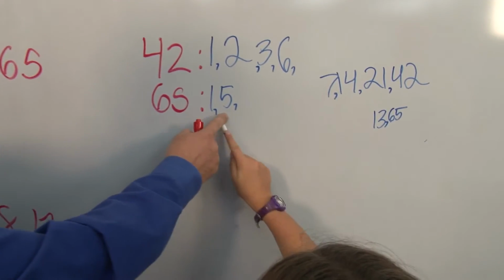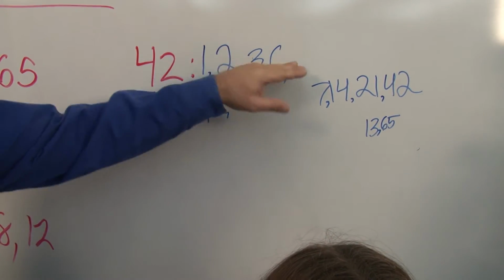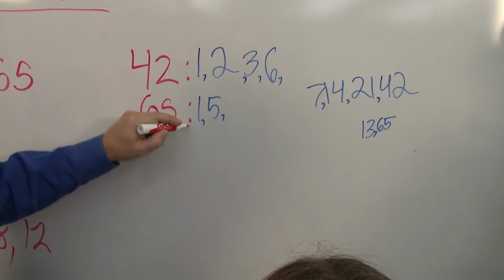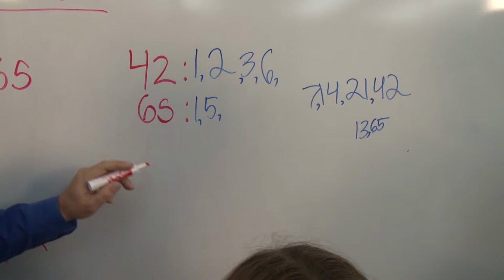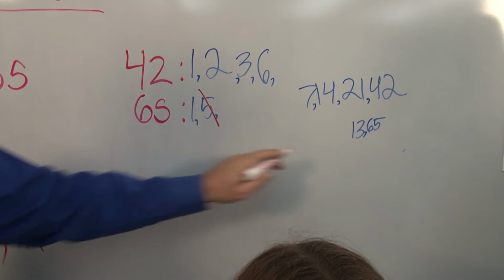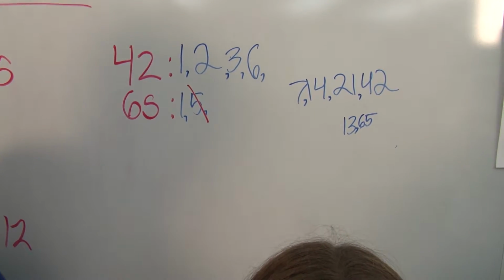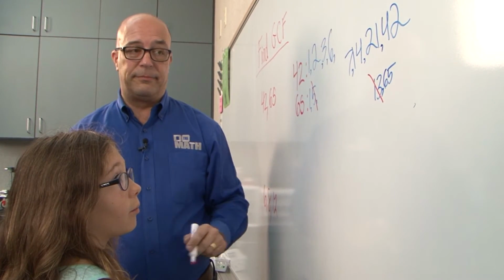1, 5, 13, and 65. So what is the largest number in both of these rows? They both have a 1, right? This one has a 5. Does this row have a 5? No, so 5's not going to work. Now we go all the way over here to 13. Does this have a 13 in it? No. 65? No.